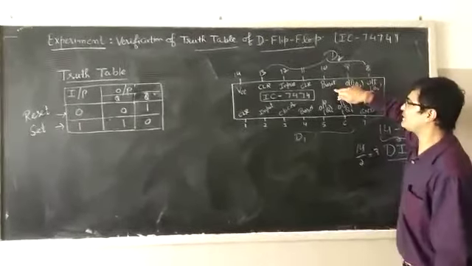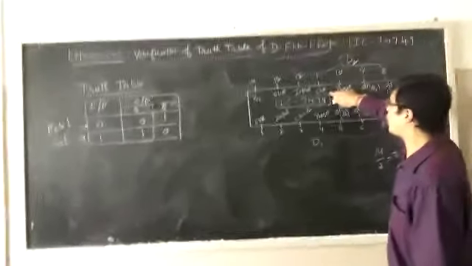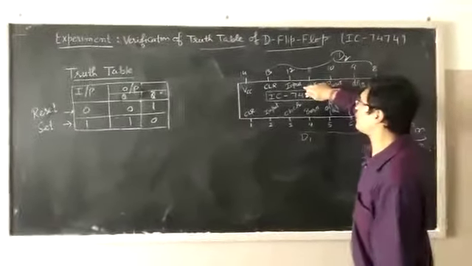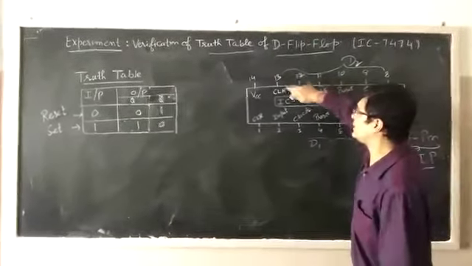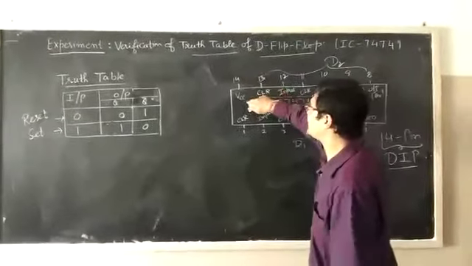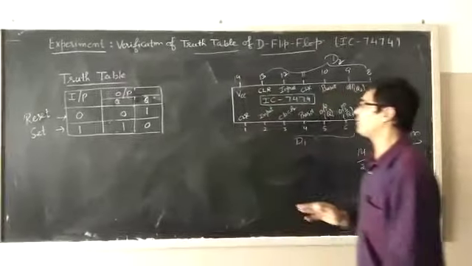10 is for the preset of D2. 11 is for the clock of D2. 12 is for the input of D2. And 13 is for the clear of D2. And VCC is applied at terminal number 14.